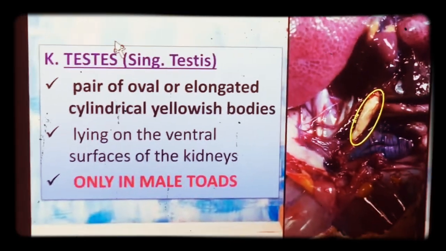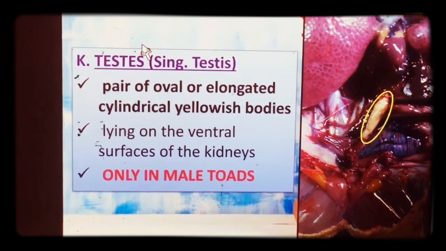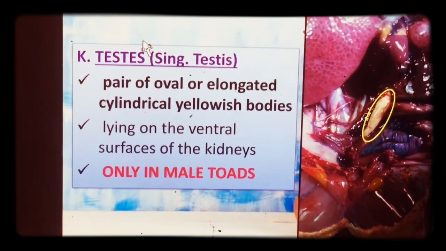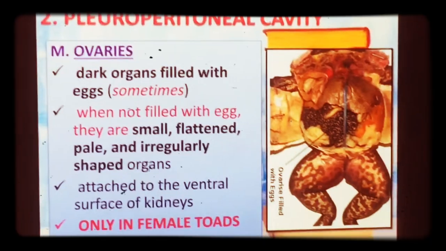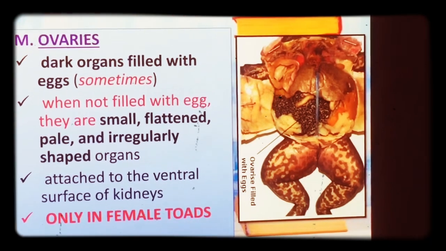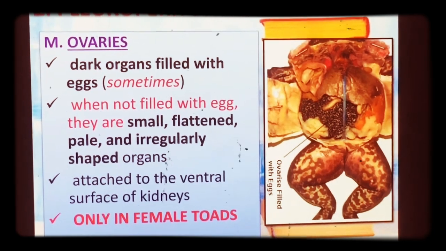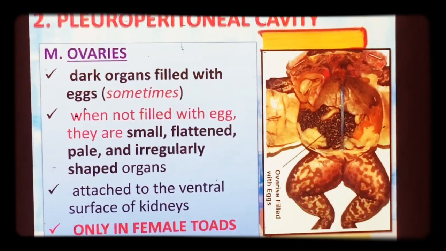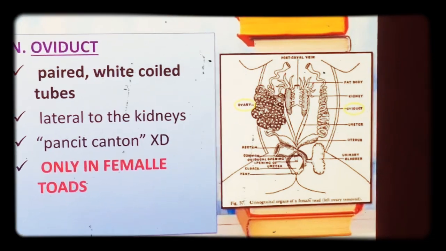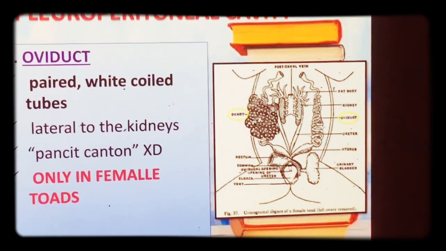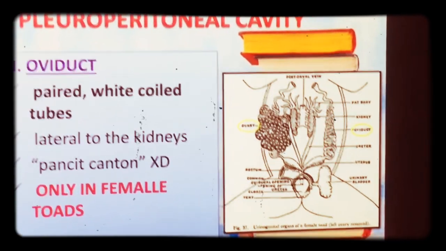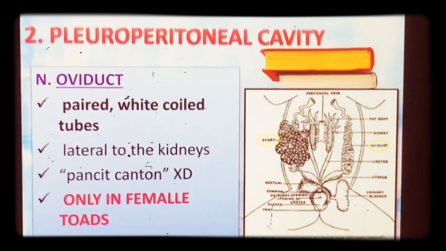Next, let's talk about the gonads. For one, let's talk about the testes, a pair of elongated cylindrical yellowish bodies lying on the ventral surfaces of the kidneys. Next are the ovaries, dark organs attached to the ventral surface of the kidney. If not filled with eggs, they are flattened, small, pale, and irregularly shaped organs. The next gonad is the oviduct, which is paired, white coiled tubes lying lateral to the kidneys.